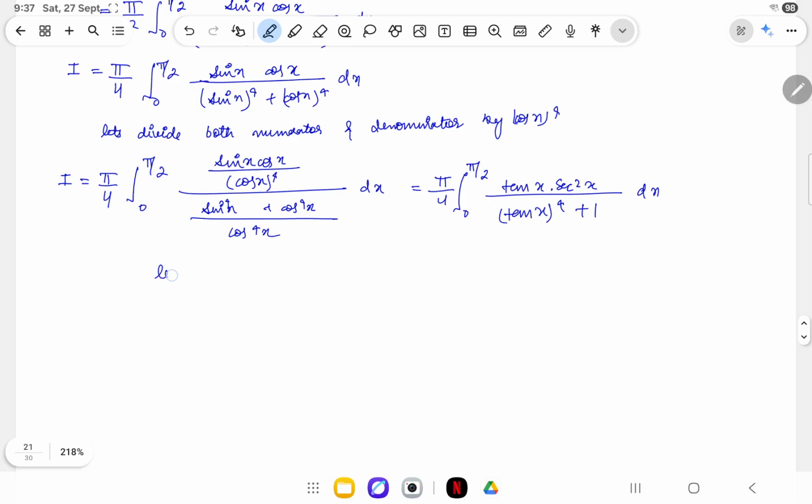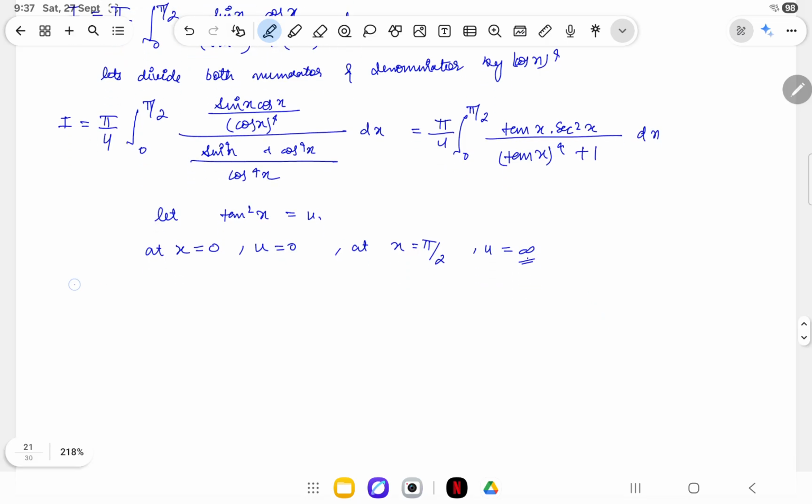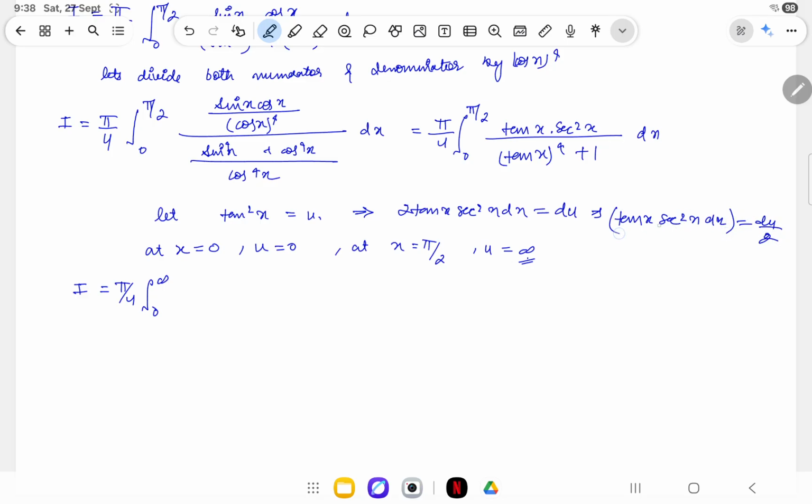Now if I let my tan square x equal u, it will reduce my limits: at x equals 0, u will be 0, and at x equals pi by 2, my u will be basically infinity. So I reduces to pi by 4 integration from 0 to infinity, and if I differentiate it, it will be 2 tan x sec square x dx equals du. So from here I can find the value of tan x sec square x dx, that will be equal to du by 2.